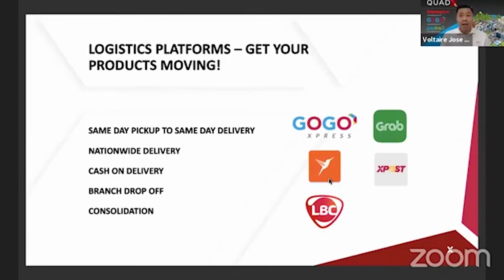Cash on delivery is also offered by these platforms. Branch drop off: if they have physical branches, you can walk in and drop off the parcel. And lastly, consolidation. Because when you have a business, it's not really one by one. So some of these platforms do offer consolidation services wherein you can upload orders in bulk. So they go there one time and then they pick up all of it and then just deliver it to everybody.